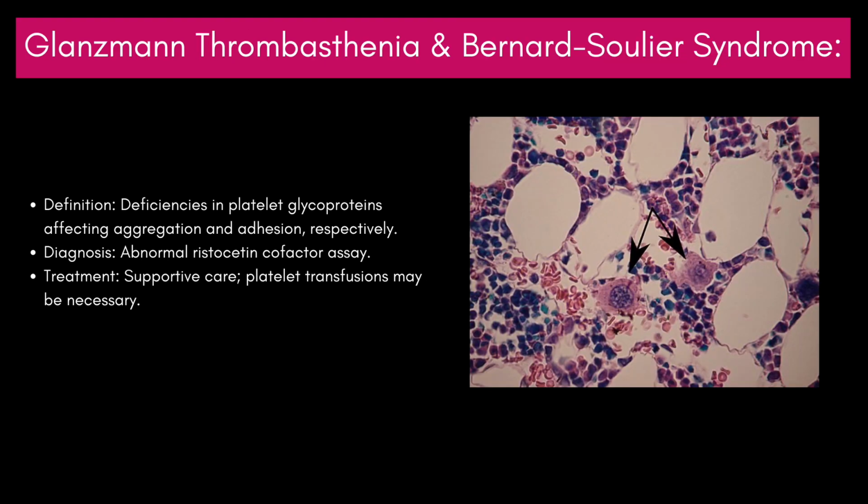Let's take a look at Glanzmann thrombasthenia and Bernard-Soulier syndrome. Definition: deficiencies in platelet glycoproteins affecting aggregation and adhesion, respectively. Diagnosis: abnormal ristocetin cofactor assay. Treatment: supportive care, platelet transfusions may be necessary.